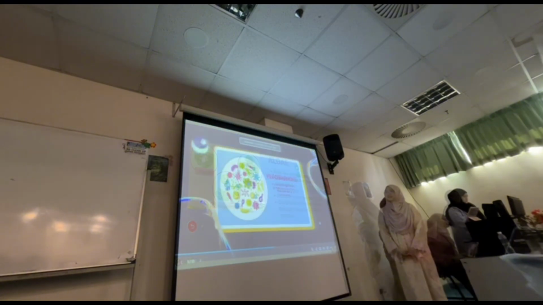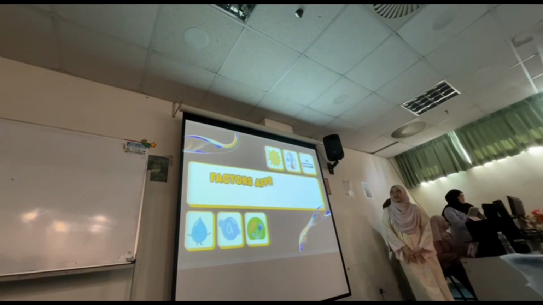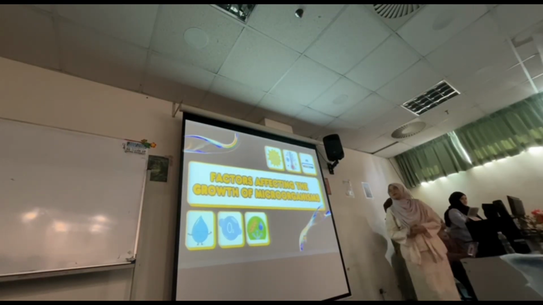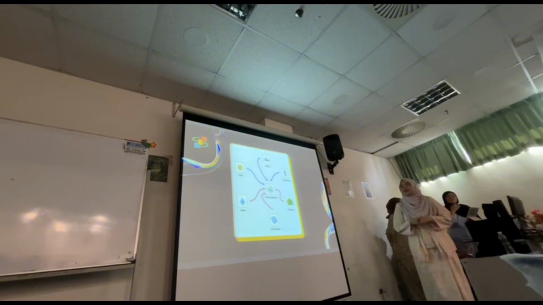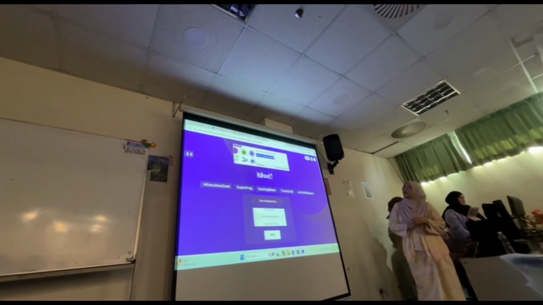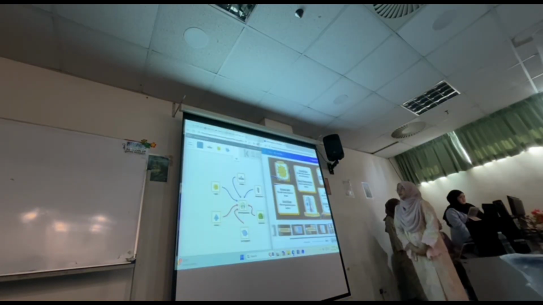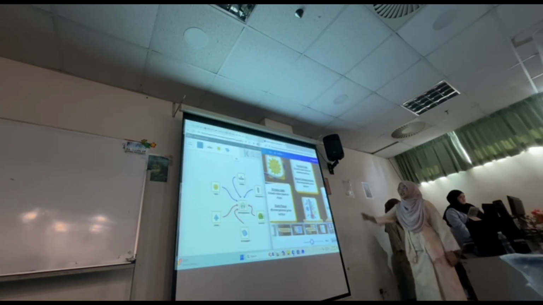So okay, that's all. Next, we're going to learn the factors affecting the growth of microorganisms. So there are 6 factors affecting the growth of microorganisms. So we're going to show you with the science model. So the first factor is light.